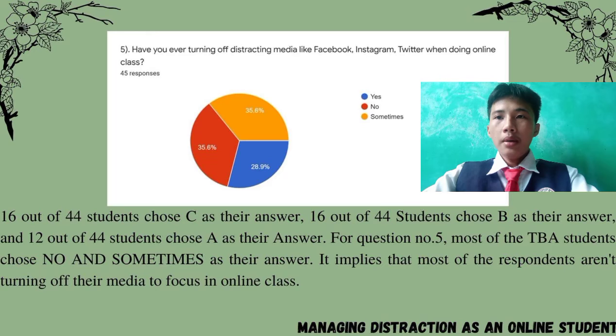For question number 5, have you ever turned off distracting media like Facebook, Instagram, Twitter when doing online class? 16 out of 44 students chose C as their answer. 16 out of 44 students chose B as their answer. And 12 out of 44 students chose A as their answer. For question number 5, most of the TBA students chose no and sometimes as their answer. It implies that most of the respondents aren't turning off their media to focus in online class.